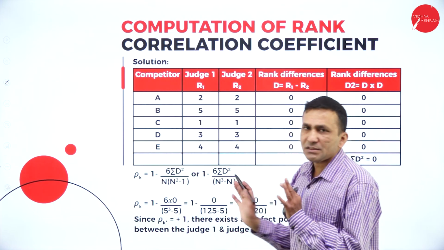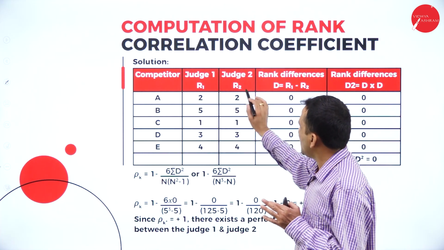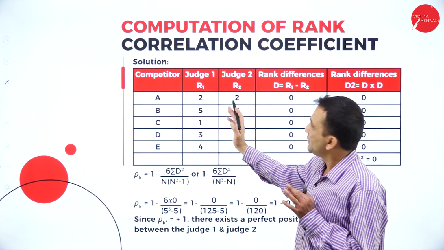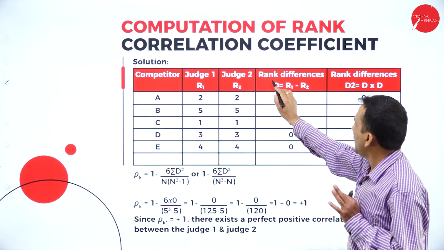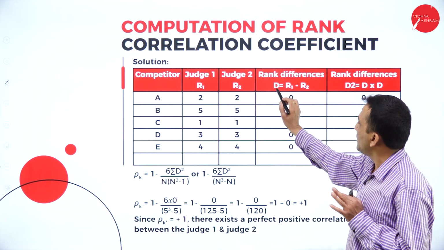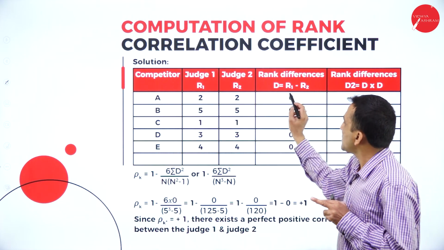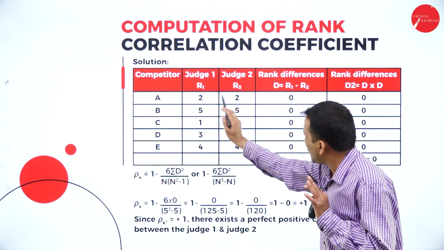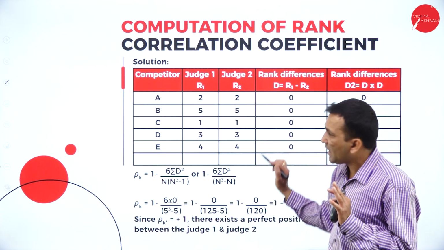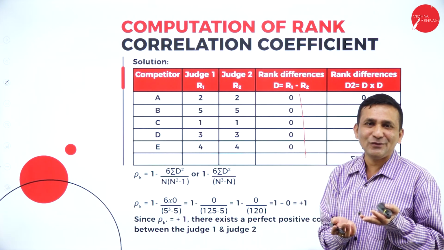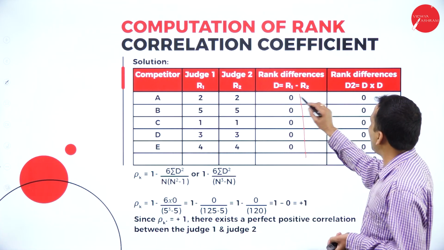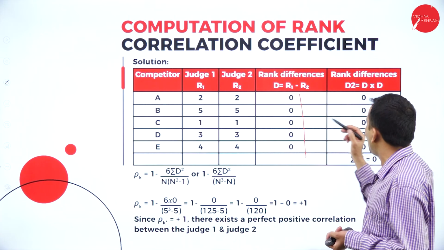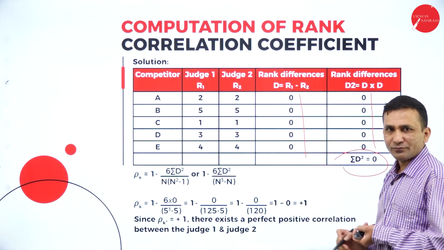The competitors and judge 1, judge 2, whatever the question is, are already ranked. So I have written it, and now I find the rank difference with the simple formula R1 minus R2. Because both judges gave the same rank, everything comes to 0. Then for D square, we multiply D into D, and again we get 0.